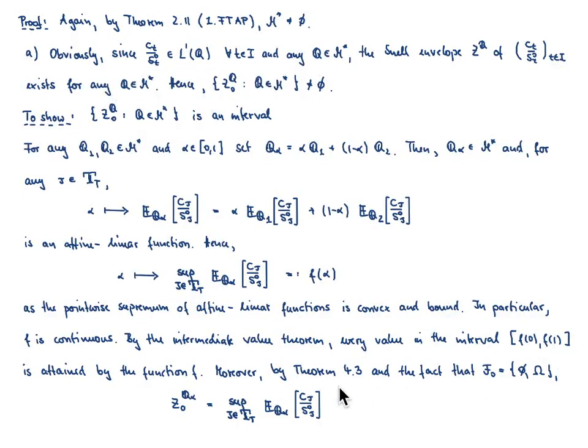So hence, by using theorem 4.3, which tells us that the solution, or the evaluation, of that optimal stopping problem is given in terms of the initial value of the corresponding Snell envelope. Here, in the statement of theorem 4.3, we had the expected value of that quantity, but due to the fact that our filtration F0 is trivial, we know that that quantity is deterministic, that's why the expected value disappeared here.